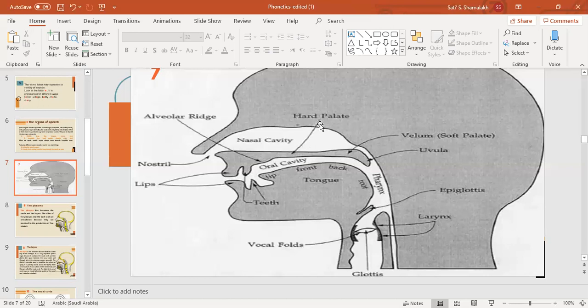Put your finger on your hard palate. طب. Move your finger back. You find the soft palate or the velum. These are the organs of speech. It's not difficult to learn them. Just when you draw this form many times, you will learn them very well. It is an enjoyable topic.